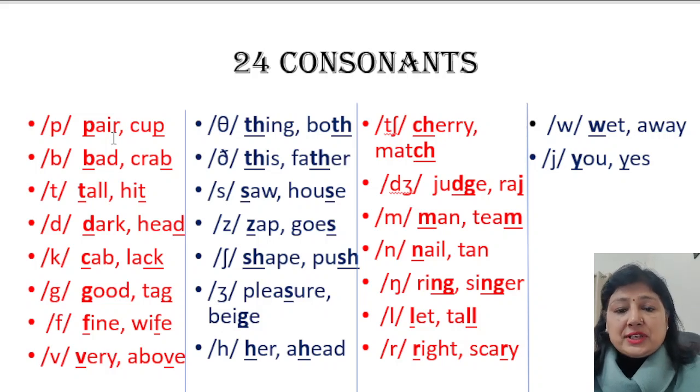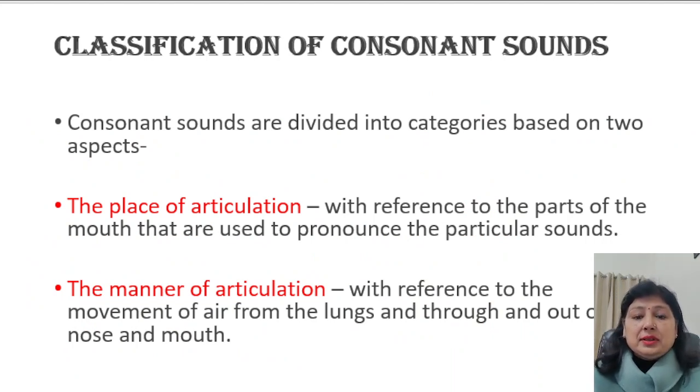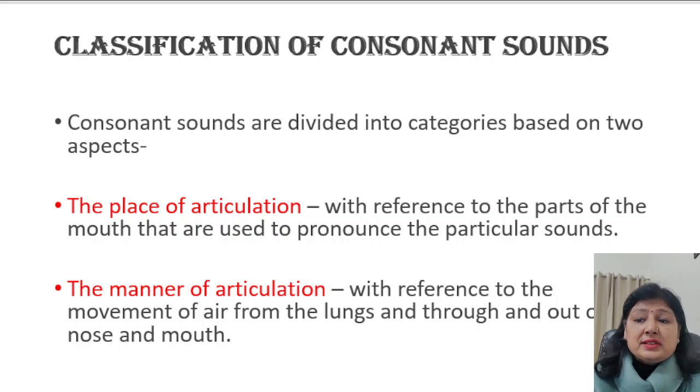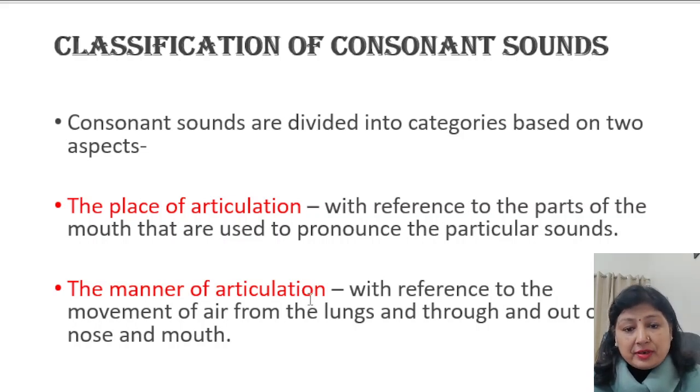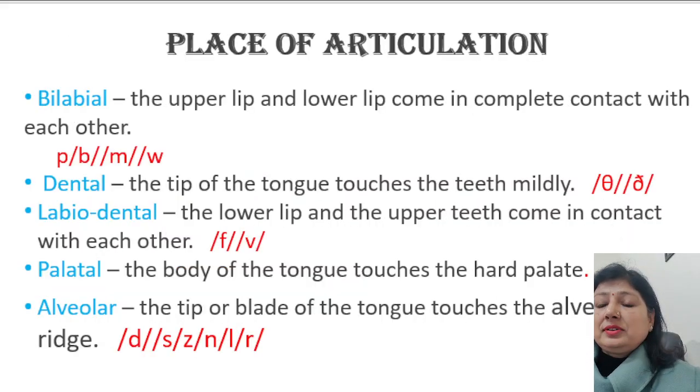Consonant sounds can be divided into two categories based on two aspects. One, the place of articulation. That means the part of the mouth that is used to pronounce that particular sound. And the second is the manner of articulation. It means the movement of air from the lungs through and out of the mouth or nose. First of all, let us see the place of articulation.